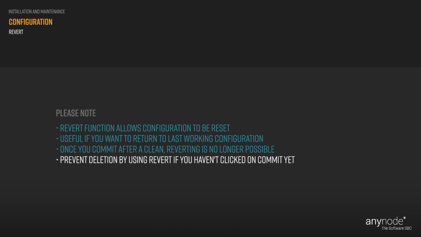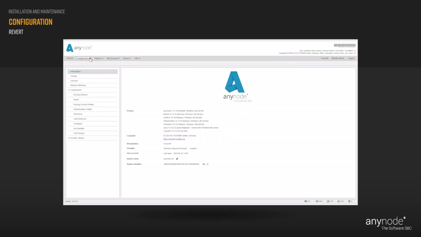Even in the case of accidentally using the clean function, you can prevent the deletion by using revert if you haven't clicked on commit yet. The revert function is easy to locate. Navigate to configuration in the top menu and click on revert. Subsequently, all deleted configurations described in the clean chapter will be restored. Reconfirming the commit function is not necessary.